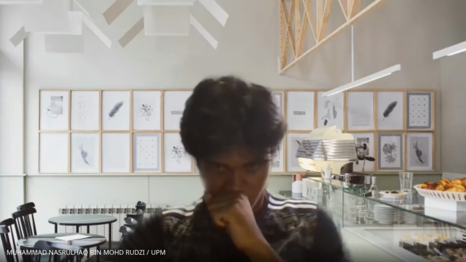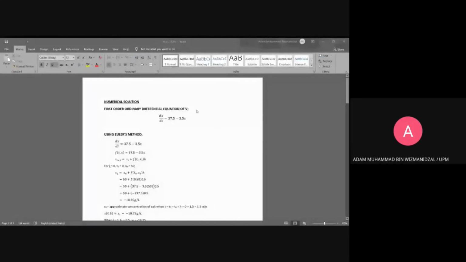So I will show you the solution for this problem that is related to Euler's method. We already got the equation, which is dx over dt equal to 37.5 minus 3.5x. So by using Euler's method, we change it into f dx equal to 37.5 minus 3.5x.